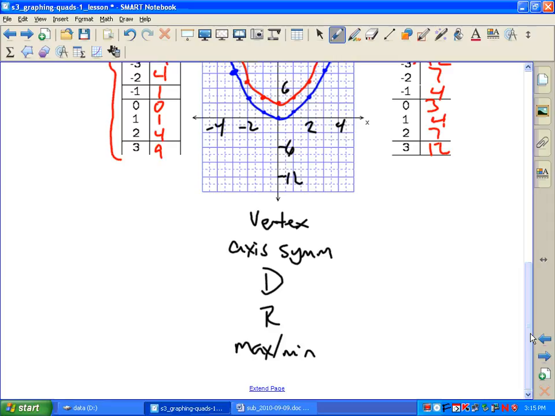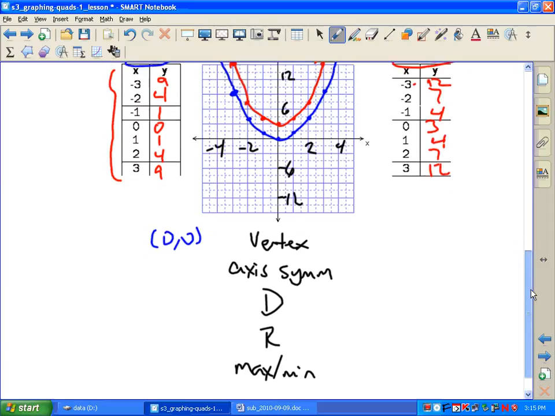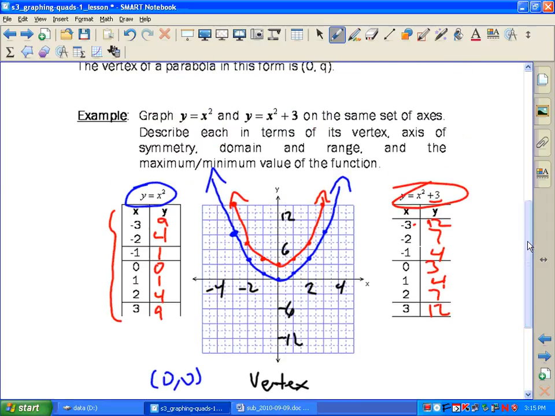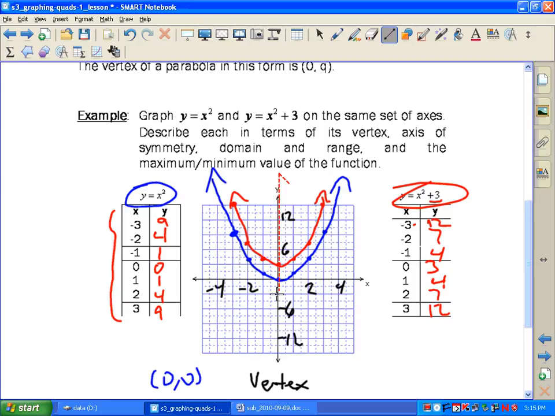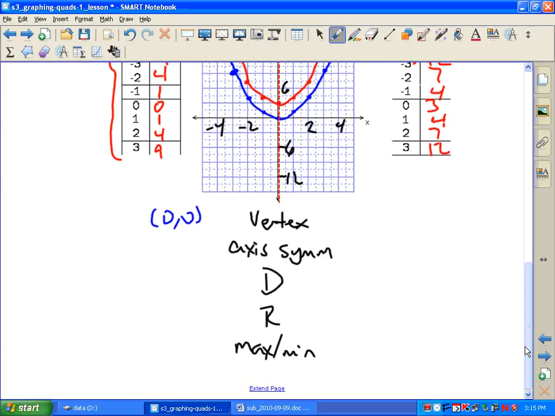Okay, so we'll start off with the first one, the x squared. The vertex would be 0, 0. The axis of symmetry is the line that cuts it in half. Now the line that cuts it in half would be this line that I'm going to draw right here, which would be the y-axis. And the equation for the line that goes through the y-axis is x equals 0. So that would be the axis of symmetry for the blue graph.